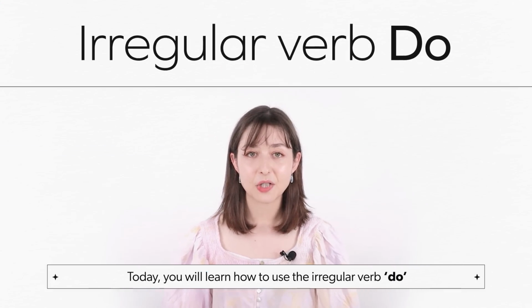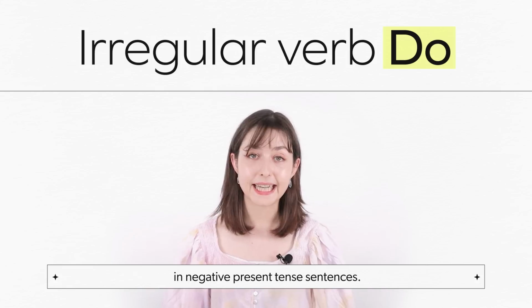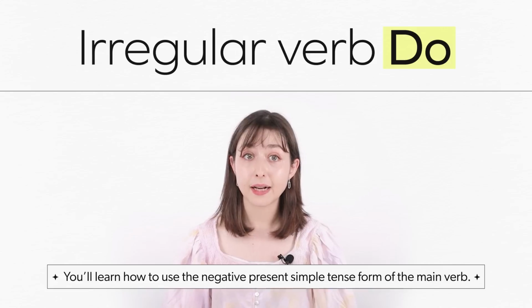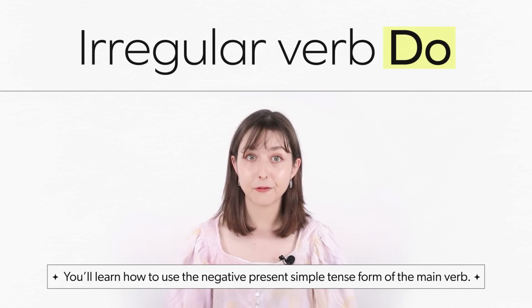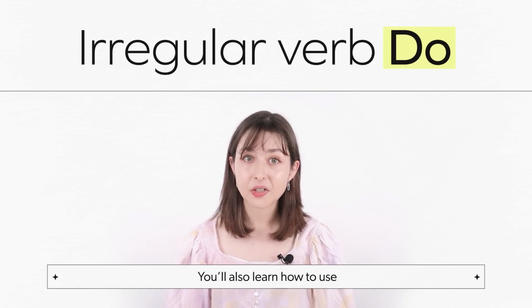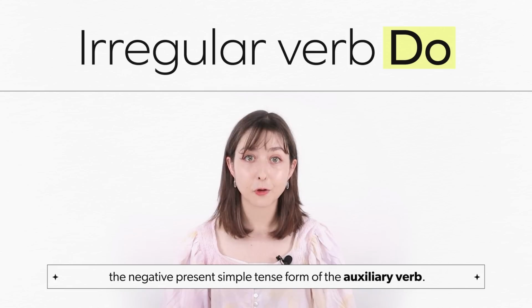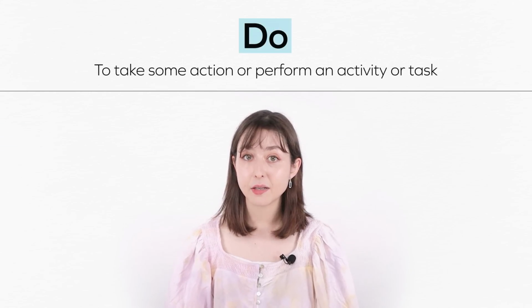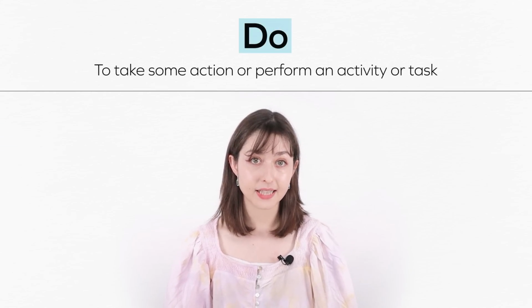Today you will learn how to use the irregular verb do in negative present tense sentences. You'll learn how to use the negative present simple tense form of the main verb. You'll also learn how to use the negative present simple tense form of the auxiliary verb. Ready? Let's start. Remember, do means to take some action or perform an activity or task.